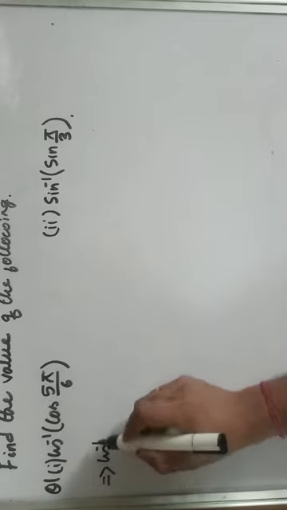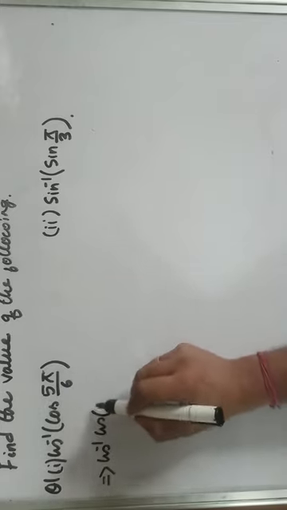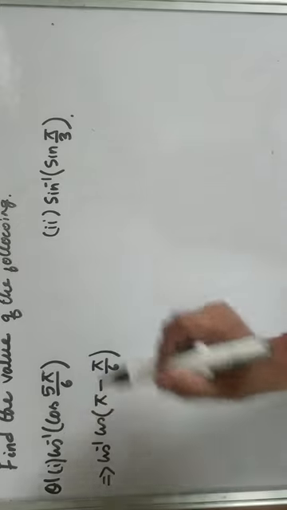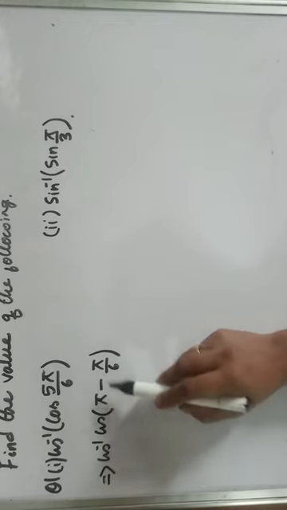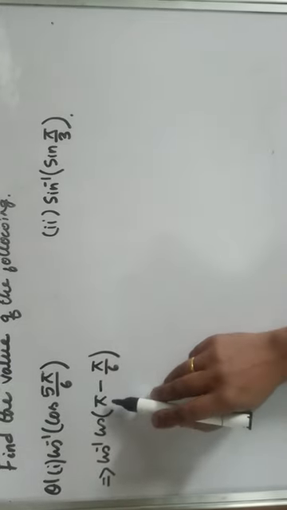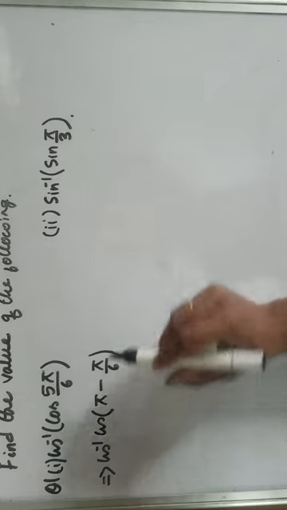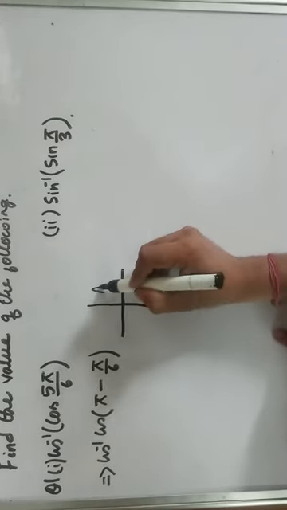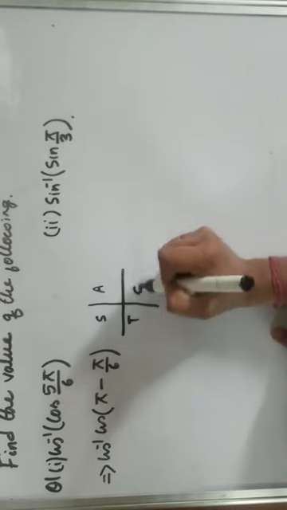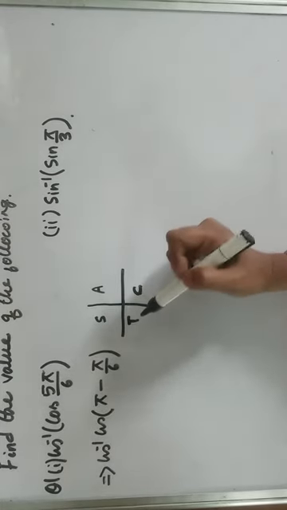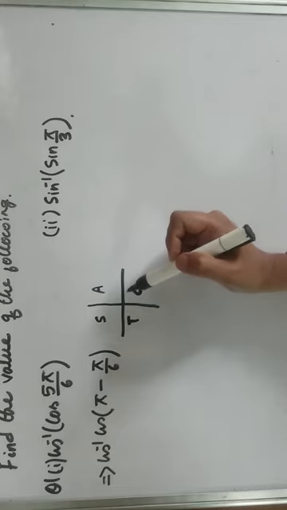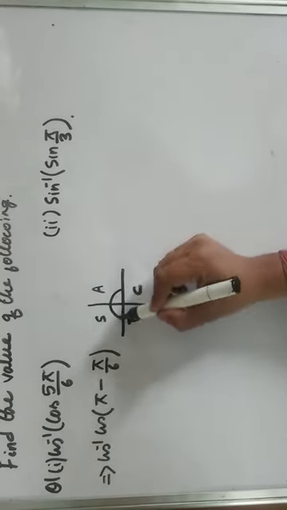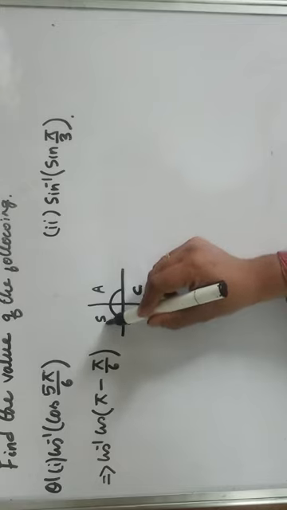So cos inverse of, now cos we can write 5 pi by 6 as pi minus pi by 6. If you take LCM, 6 pi minus pi is 5 pi by 6. Now we'll use the concept of class 11, the quadrant system. You did the quadrant system in class 11: A, S, T, C, all positive, sine positive, tan positive and cos positive. Now pi minus pi by 6 lies in which quadrant? This is 180 degrees minus pi by 6.